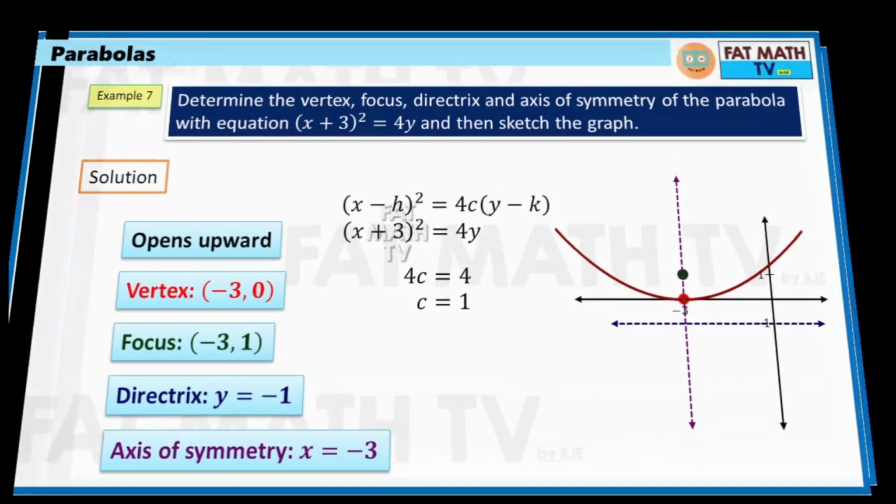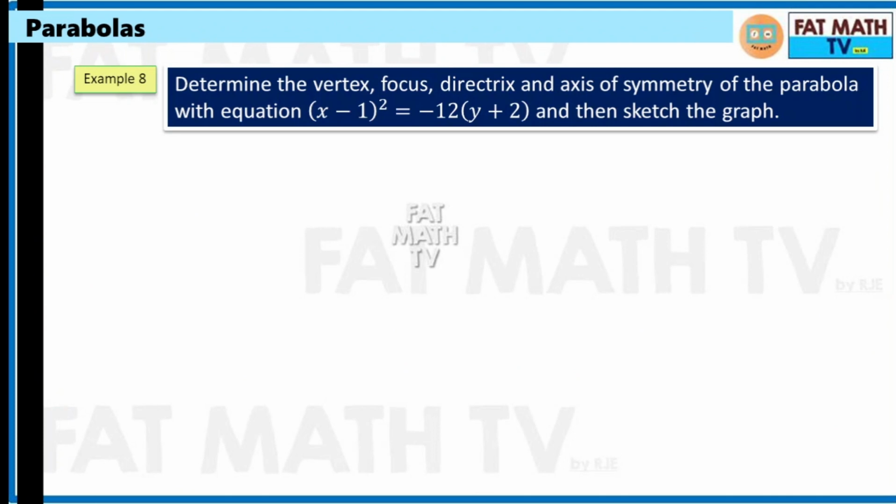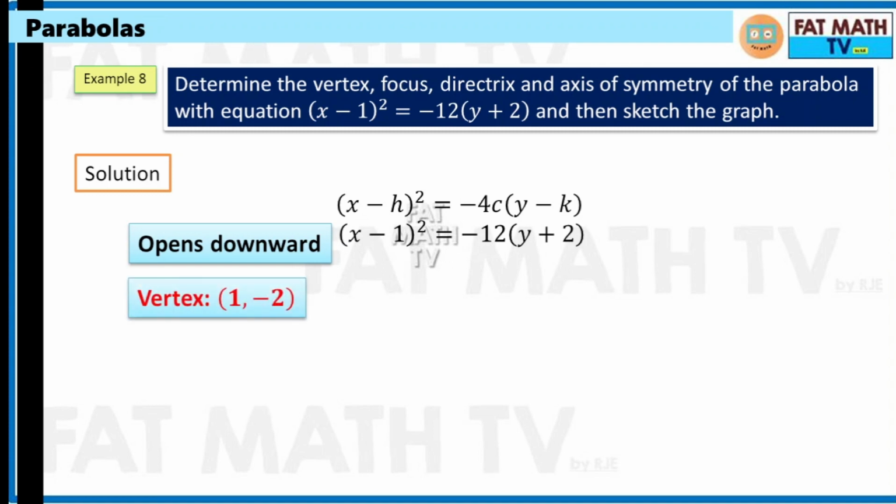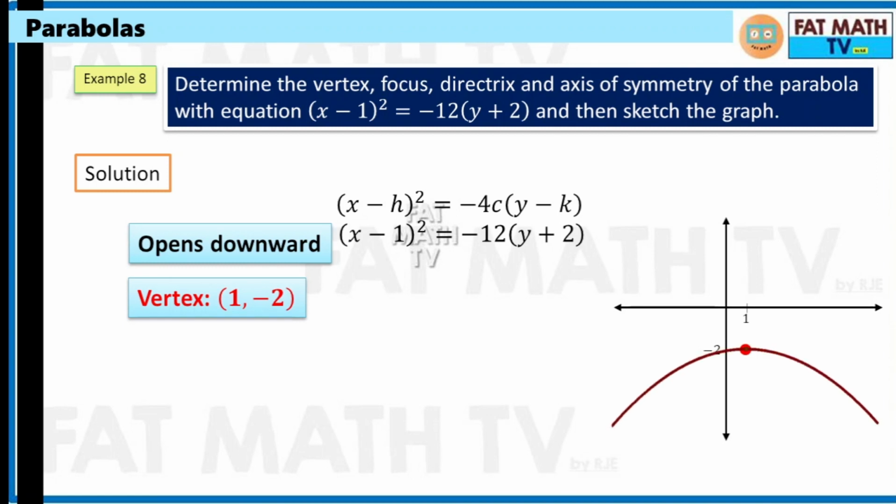Number 8. (x minus 1) squared equals negative 12 times (y plus 2). So, x is being squared. The right side is negative, so the parabola opens downward with vertex at (1, negative 2). h is positive 1, k is negative 2. So (1, negative 2) is in the fourth quadrant, and the parabola opens downward. So it looks like that.